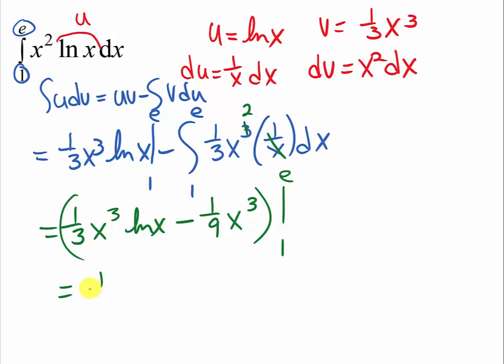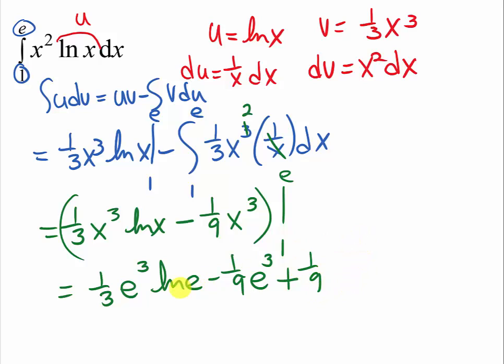So that's going to be 1/3 e to the third natural log of e minus 1/9 e to the third minus, now if we put a 1 in here, the natural log of 1 is 0, so that whole term is gone. So this will be a plus 1/9, putting in that 1. Okay, natural log of e is 1. So let's see what we can combine. I have 1/3 e to the third minus 1/9 e to the third. Well, that's 3/9 minus 1/9. So it looks like I have 2/9 e to the third plus 1/9.